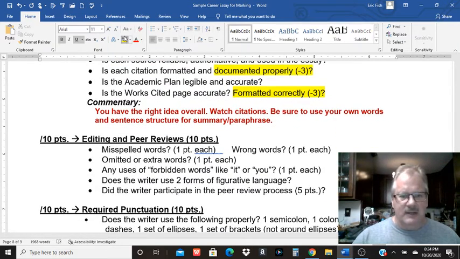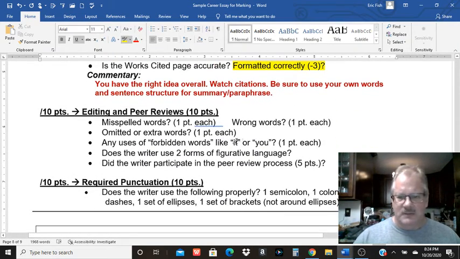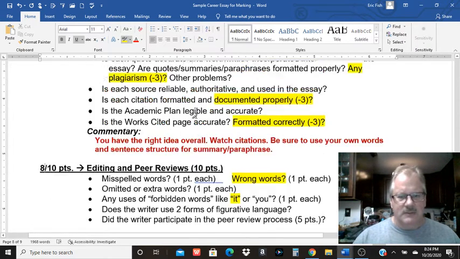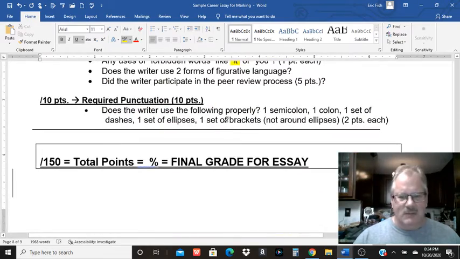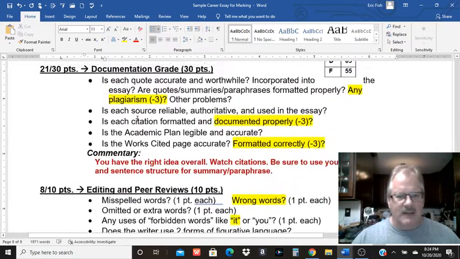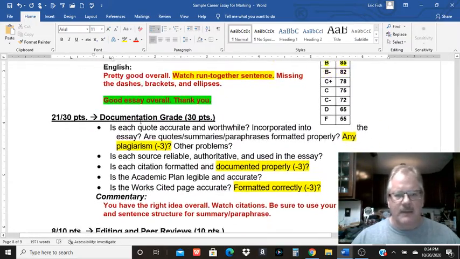And of course, you get the editing and peer review grade. So if you're still using "it," you're going to lose points there. If you're shifting to "you," or if you have some wrong words, you're going to lose some points there. And of course, you have the required punctuation. Got what we said here. So dashes, brackets, and ellipses. And you kind of see what I'm highlighting is where you're losing points in the essay, unless it's highlighted in green, which generally means it's a good thing. Like it says up here, it's a good essay overall.